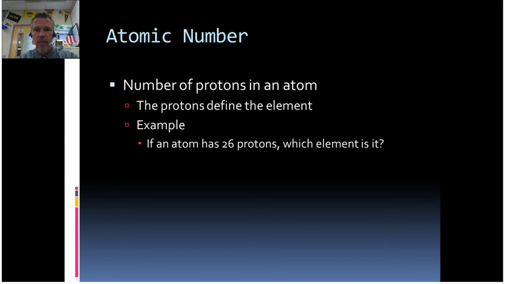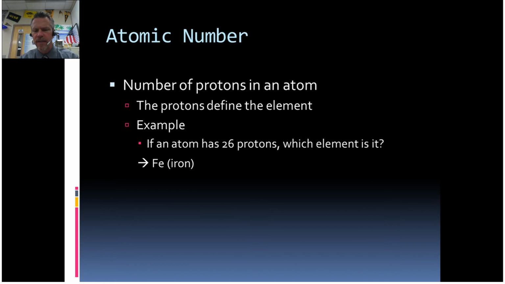If you have a periodic table with you, or you have your book nearby, grab that, open it up, look at the periodic table in the back, and you'll see if you find atomic number 26, that has to be iron. Iron has 26 protons. Any atom that has 26 protons has to be iron. If it doesn't have 26 protons, it can't be iron.